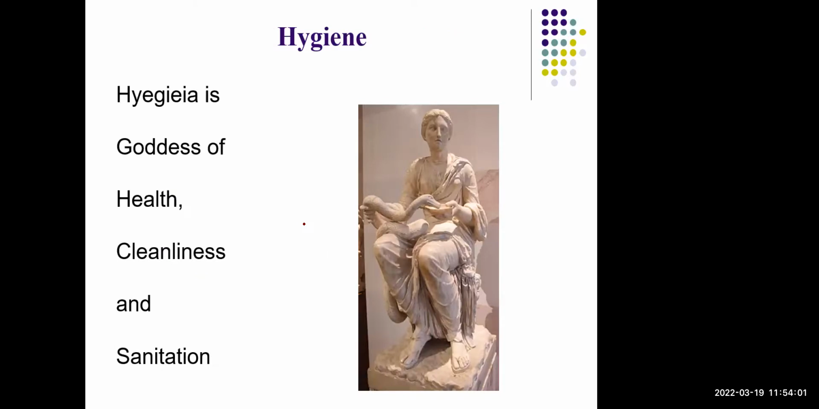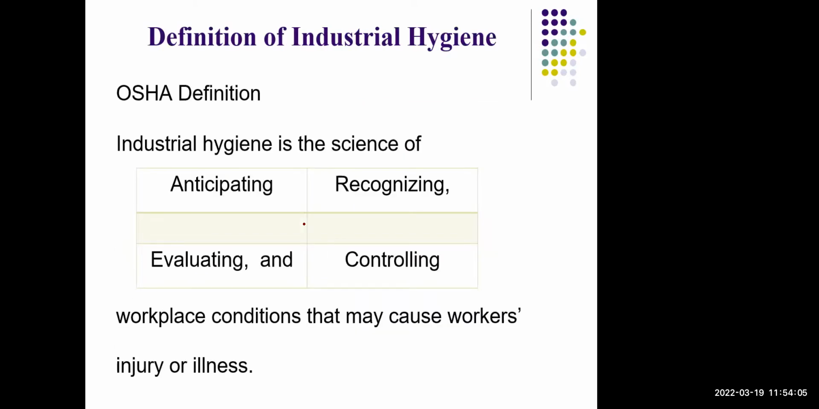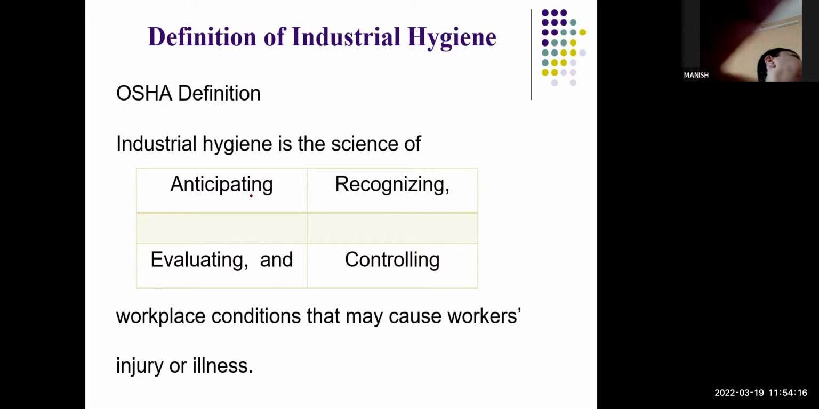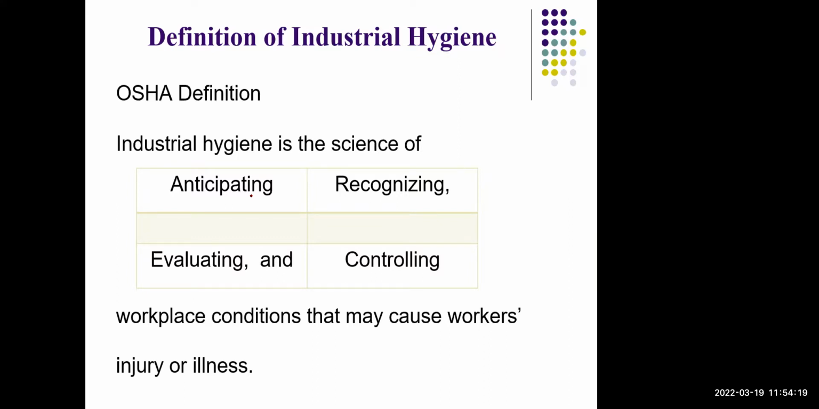Of course, in Indian mythology, we know Ashwini Kumars are the gods of health. So industrial hygiene is the science of anticipating, recognizing, evaluating and controlling workplace conditions. Industrial hygienists are science graduates who are trained in this. I am talking of industrial hygiene from the medical point of view, and just to give you the overview, you anticipate the hazards, you recognize the hazard, you evaluate the hazard, and you control the hazard.